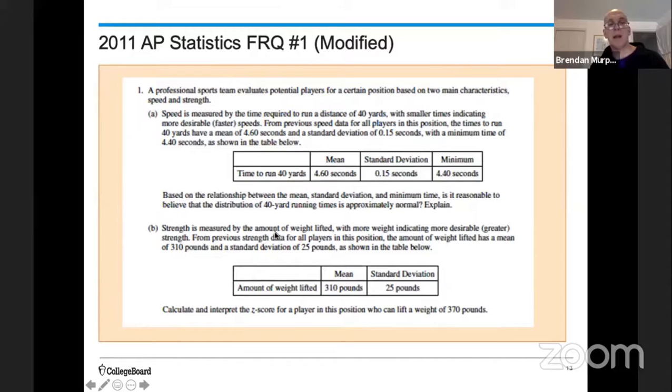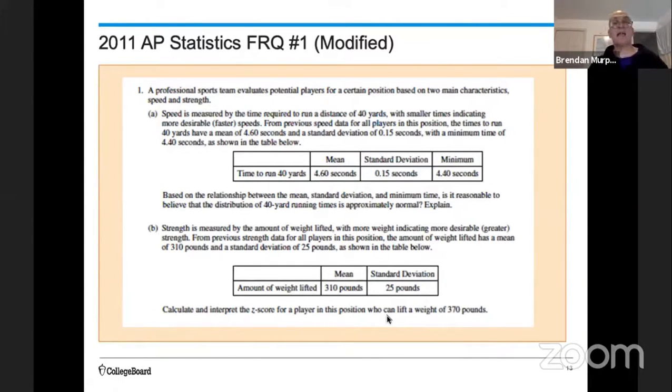Strength is measured by the amount of weight lifted, with more weight indicating more desirable greater strength. What was a little confusing for kids was in Part A, we wanted them to run fast, or smaller time was better. And in Part B, we want a higher or larger weight. From previous strength data for all players in this position, the amount of weight lifted has a mean of 310 pounds and a standard deviation of 25 pounds, shown in the table below. Calculate and interpret the Z-score for a player in this position who can lift a weight of 370 pounds.